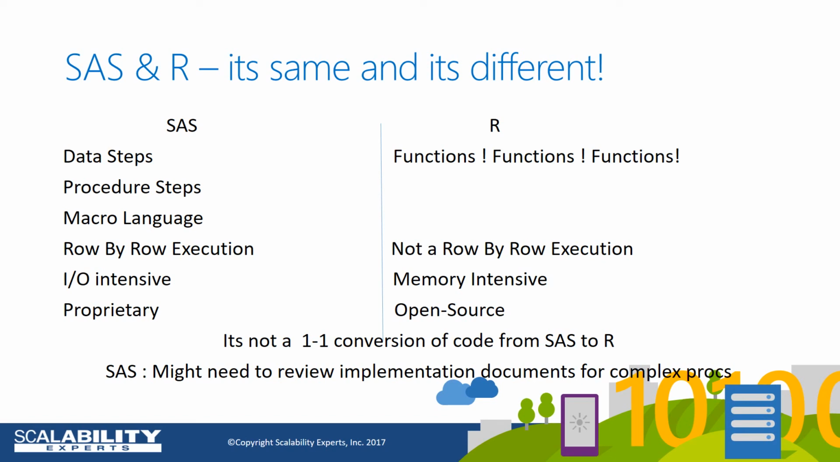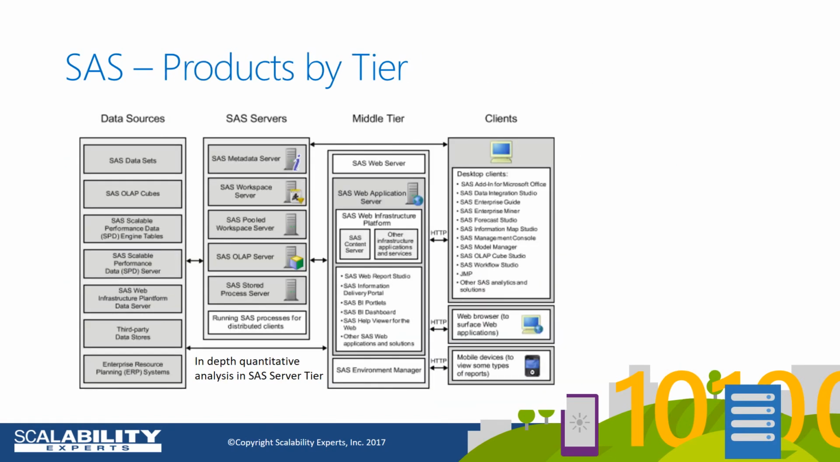SAS products by tier. This image I've gotten from their website, where we have grouped all the products within their tier. So within data source, it could be the SAS data set we just discussed, the rows and the variables, the way it stores the data. It could be an OLAP cube. It could be a third-party data store or an ERP system.